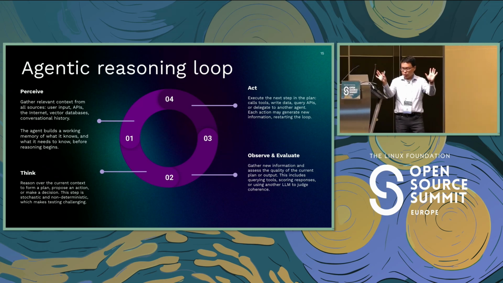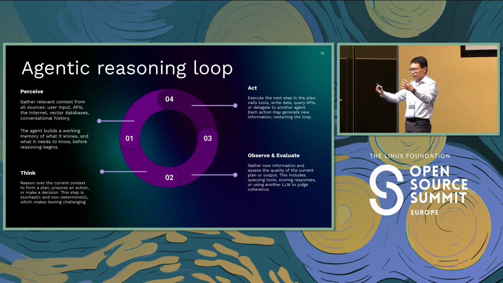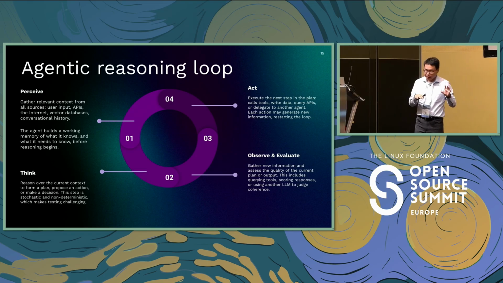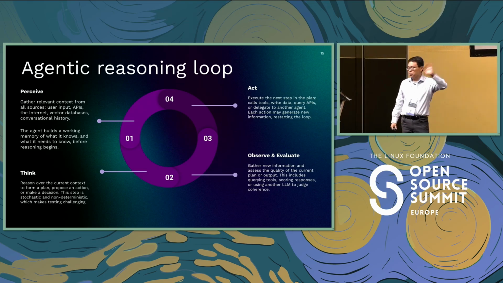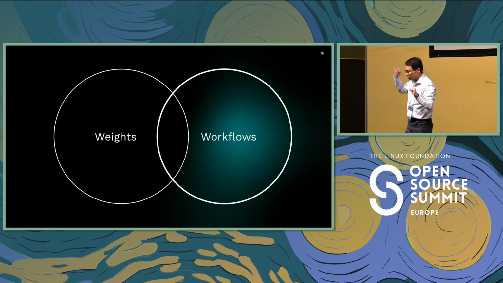So just to recap, we're going through this loop of reasoning where we gather context, we think about it, we then evolve and evaluate that plan, and then we act on that plan. I said at the beginning that this is a little bit more of a theoretical construct. It's a mental model for how you should think about building agentic systems. And in practice, the lines between each of these steps are actually a little bit blurry. And in fact, there's a big debate going on, which I call the weights versus workflow debate.